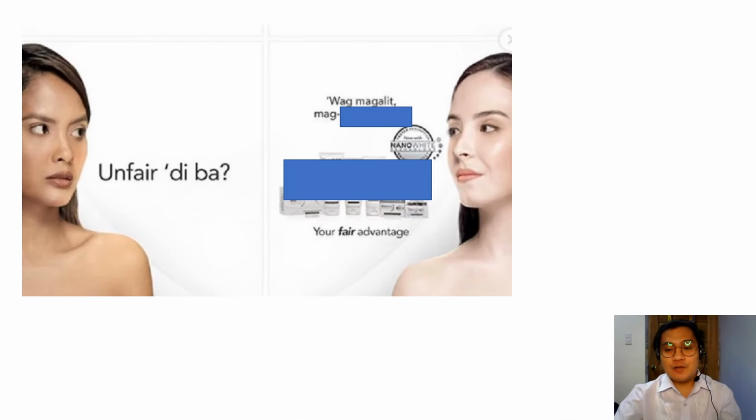Some example of that particular perspective is this particular picture. So as you can see in this picture, I censored the name of this product. So ang point ko lang dito is the differences between the skin color. Itong nandito sa inyong right side ay white girl, while on the left side is a brown girl. And then sabi nitong nandito sa left side, unfair 'di ba? Sabi naman nung nasa right side, huwag magalit, mag-blank your fair advantage.